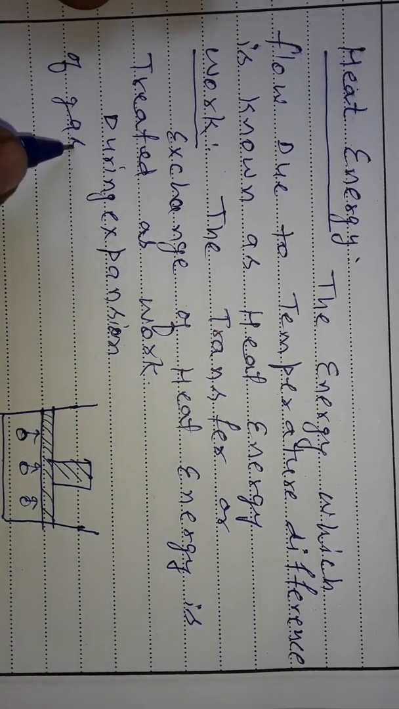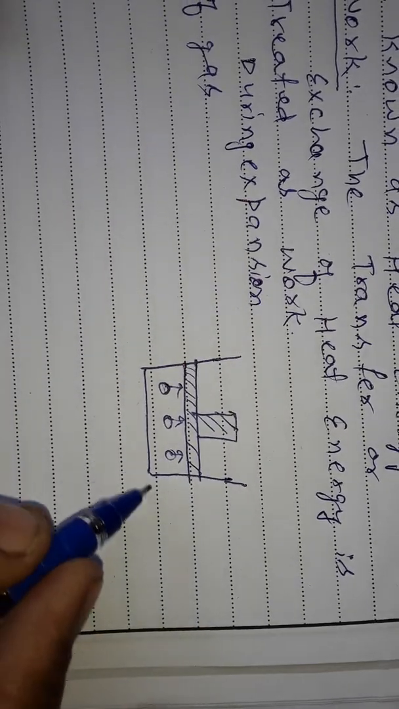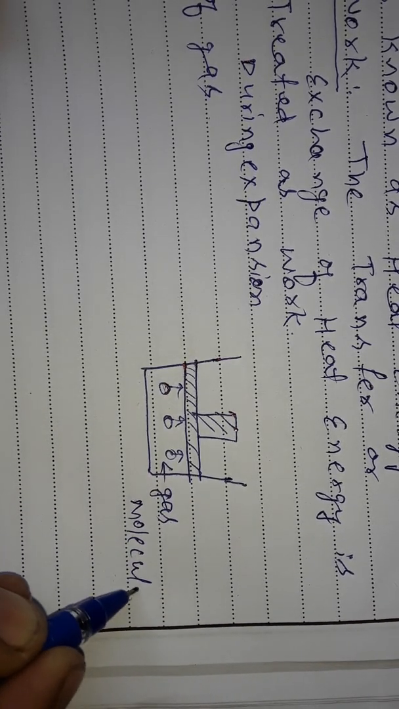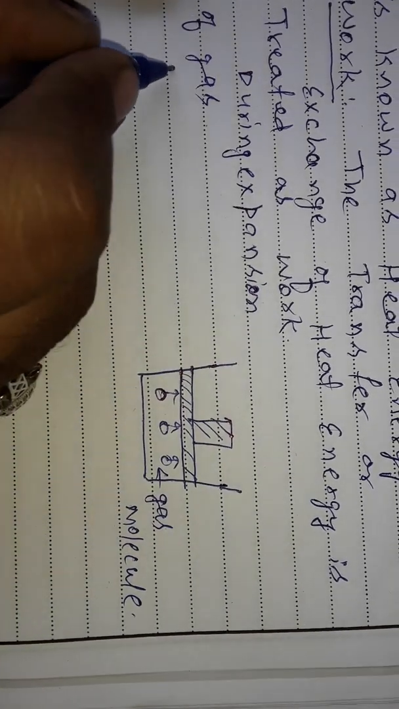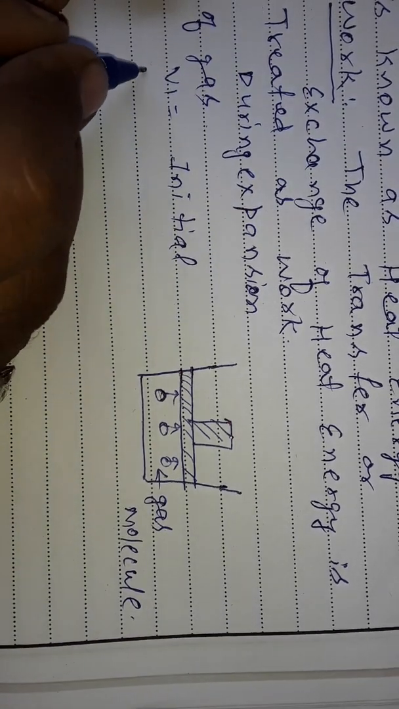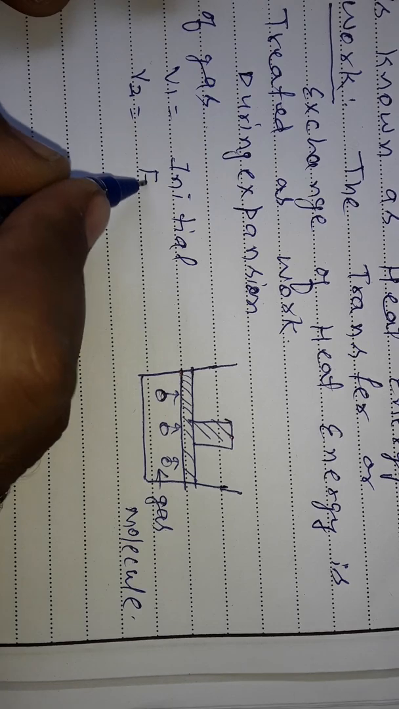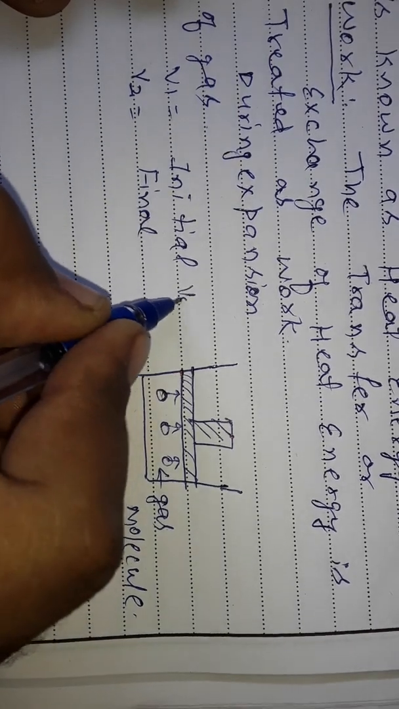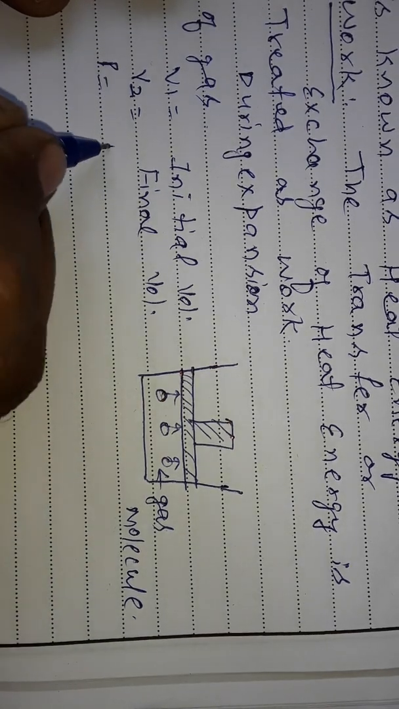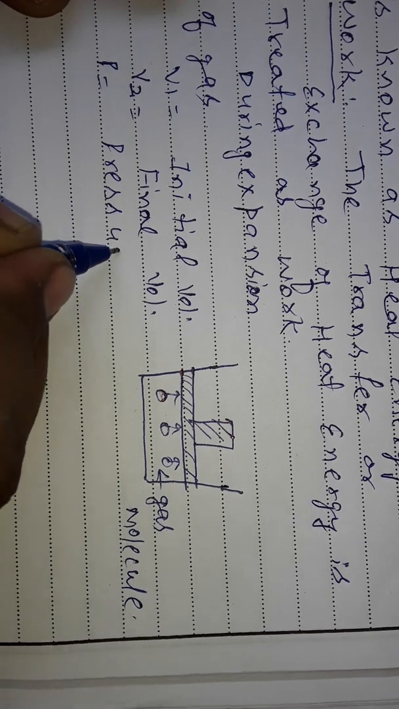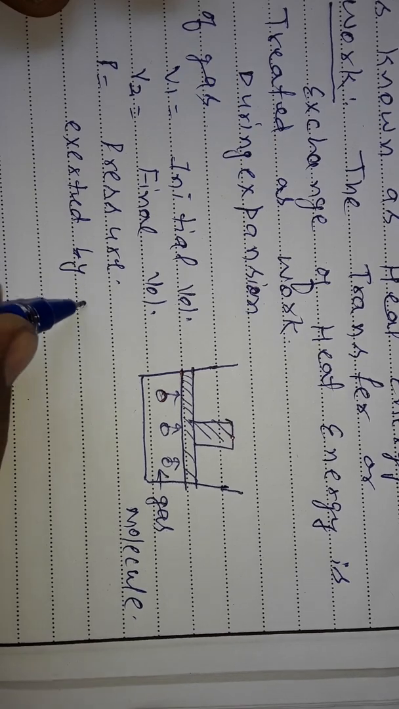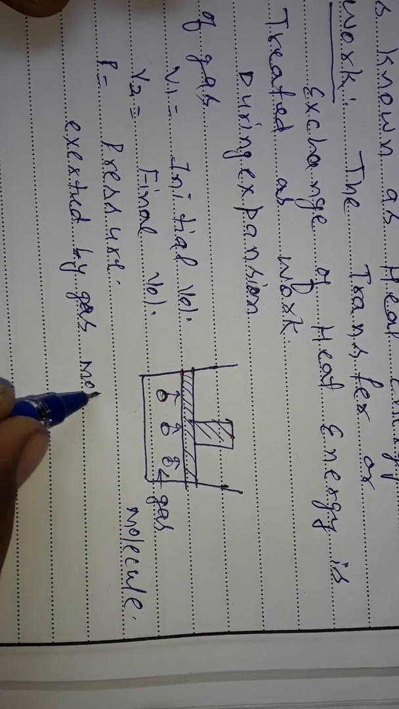Expansion of gas. Let us consider a system containing gas molecules having V1 as the initial volume. During expansion, V2 is the final volume. Let P be the pressure exerted by the gas molecules on the piston.